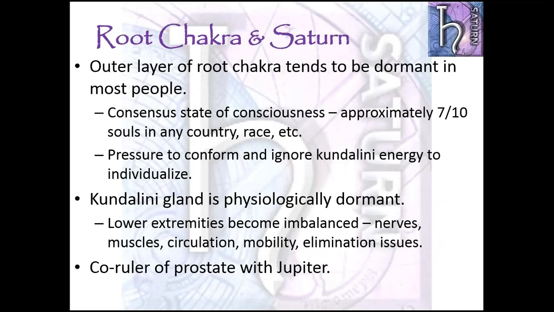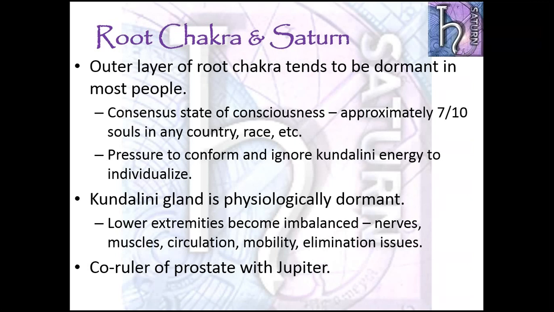When we look at Saturn and its rulership of the outer layer of the root chakra, what tends to happen is that the root chakra is dormant in most people. And this is going to be reflective in the EA perspective of the consensus state of consciousness, which is approximately 7 out of 10 souls in any country, any race, etc. This is the cowbells around the neck. They follow the consensus leaders. They consent to whatever the societal norms and rules are. There is intense pressure to conform to society in order to be secure. And so there's a tendency to ignore or suppress that Kundalini energy.